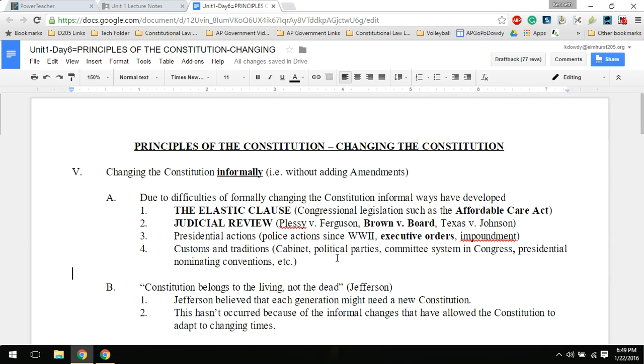So the framers put these avenues, these ways in which you can change the meaning of the document in, and it's really ingenious whether they meant to do it or not.